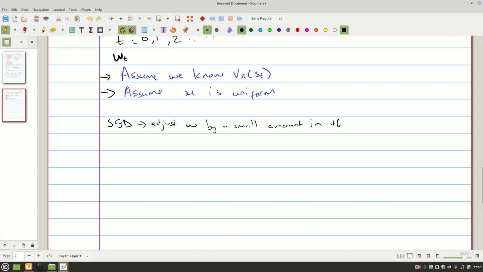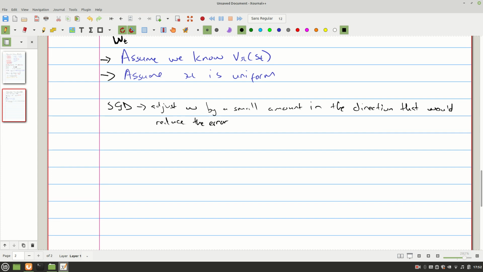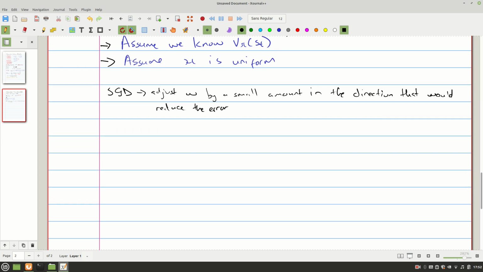In the direction that would minimize, or should I say reduce, the error. Right, so let's give an example of a single sample and how we'd go about minimizing it.